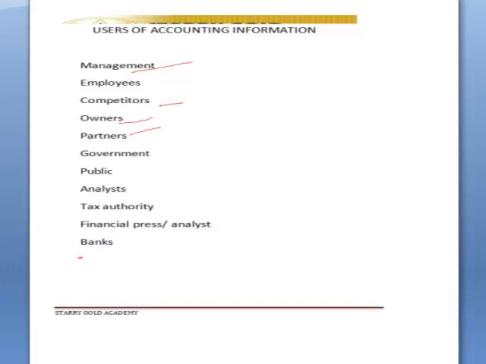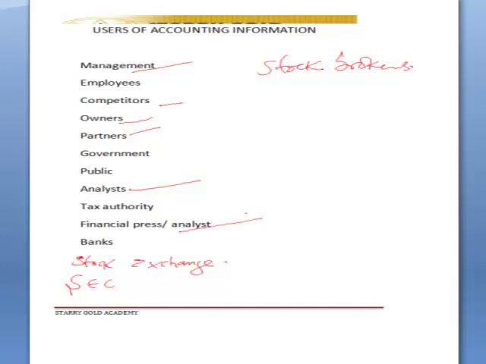I call them security agencies. The stock exchange also has an interest. Then we talk about the SEC, the Securities and Exchange Commission. Also we have economic planners, like the analysts. They find their way in as financial advisors and stockbrokers. In fact, this list is so broad. Stockbrokers are also part of it. We have the financial press or financial analysts. They are also part of the users of accounting information.